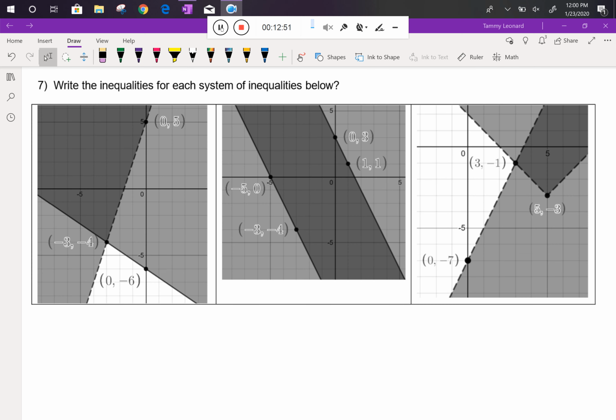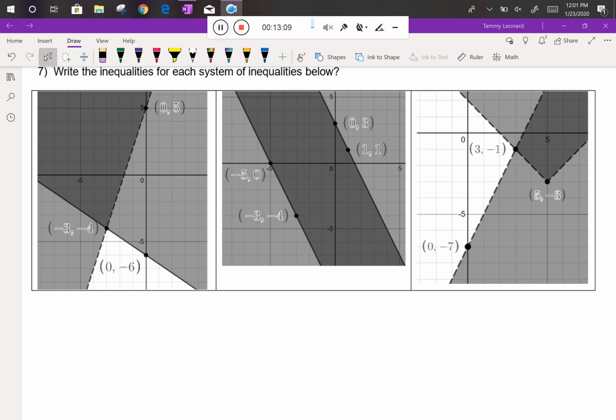In number 7, we're being asked to do something a little bit different. Here we're being asked to write the inequalities for each of the systems. And given how awesome my penmanship is, I thought maybe I would take a moment and actually type these on here. Oh, but that seems to be having trouble as well. Hold on. Okay, it looks like I'm going to write after all because typing doesn't seem to be working.